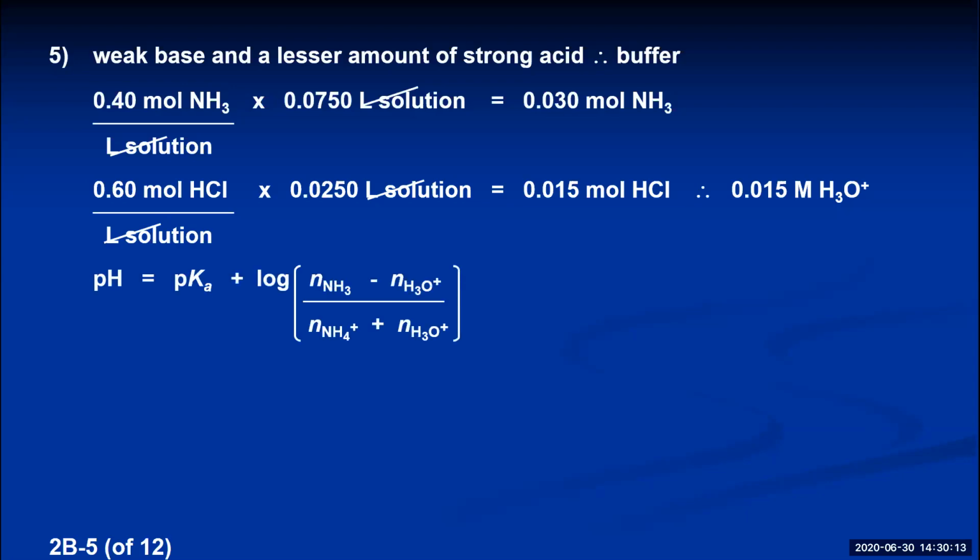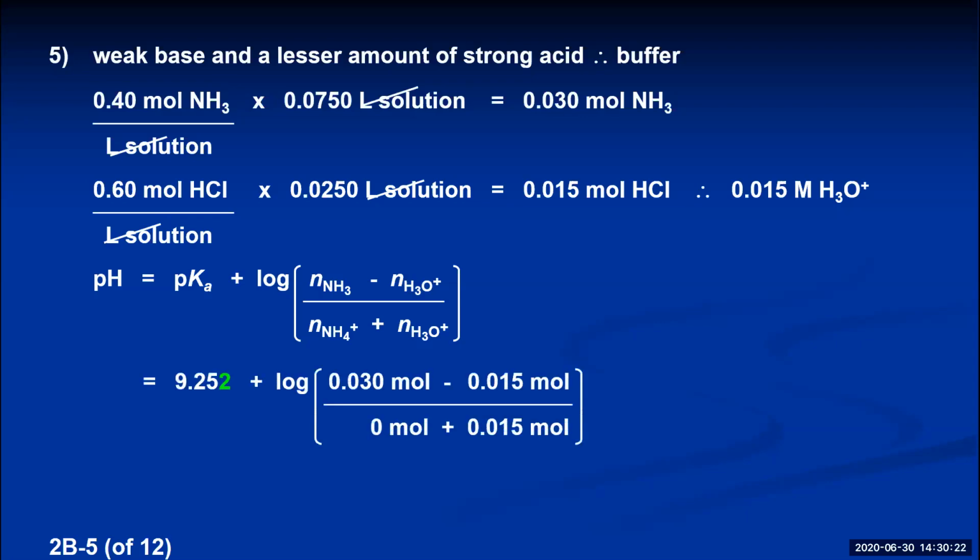So in our log term, the numerator is going to be moles of ammonia minus moles of strong acid, while the denominator will be moles of ammonium plus moles of strong acid. So we had 0.030 moles of ammonia. We subtract from that the 0.015 moles of the hydronium.